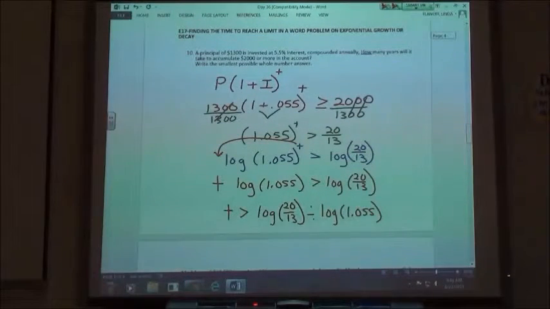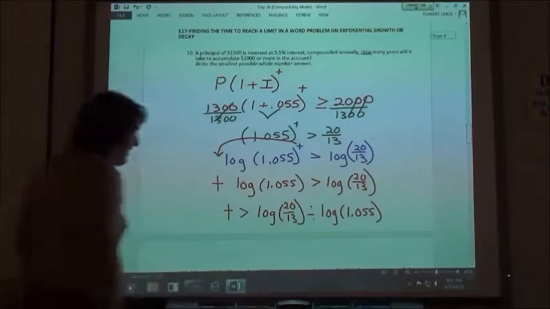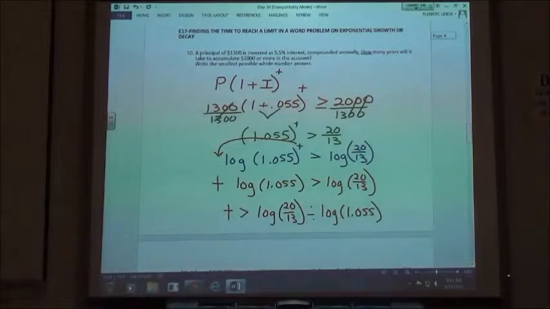Now I get to use my calculator again. Now with the fraction, you have to use the parentheses. With the decimal number, you wouldn't necessarily need it, but it doesn't hurt to put it there. So I just put them there just to be safe, so I don't forget when do I use it and when don't I use it. If I always use it, I'm okay. Okay. So, log of 20/13 divided by the log of 1.055.